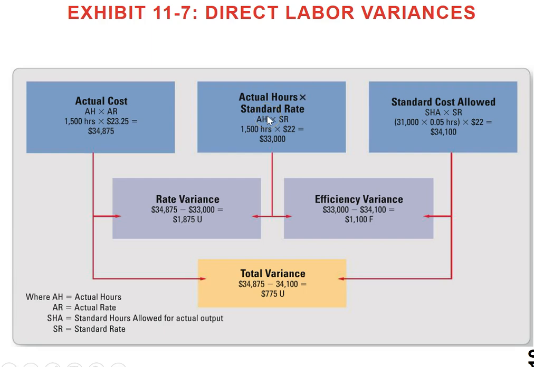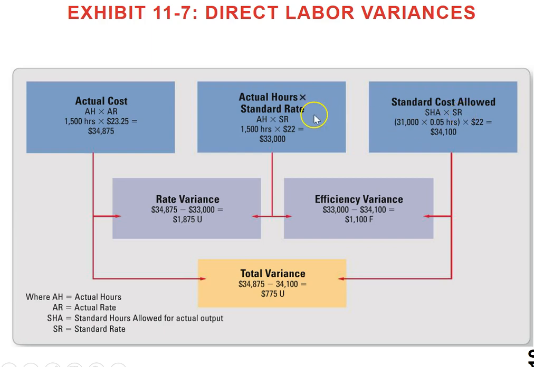Now if you look at the second box, you will see that instead of using the actual rate, we are using the standard rate, but we are also using the actual hours. So here the main difference is the rate, actual rate versus standard rate. The difference of these two boxes will be known as the rate variance. On the other hand, if you compare box number 2 versus box number 3, in box 2 it is actual hours times standard rate, whereas in box 3 both are standard, that means standard hours times standard rate.